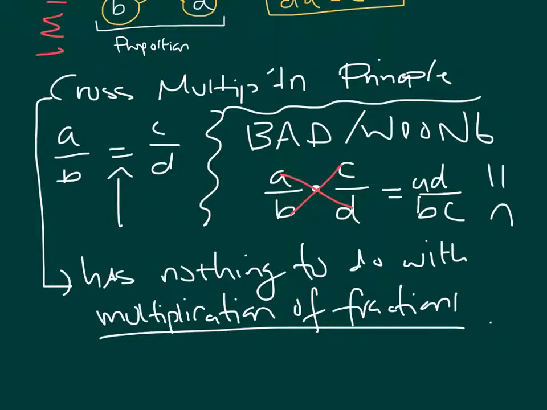It has nothing to do with multiplying fractions. We're dealing with fractions: here's a fraction, here's a fraction, and they're equal to each other, but it has nothing to do with multiplying fractions. I know it can get confusing because you see cross and multiply, and you want to cross and multiply, but again, it has nothing to do with that. So please be careful as you're working with this principle. It only works when you have two fractions that are equal to each other.